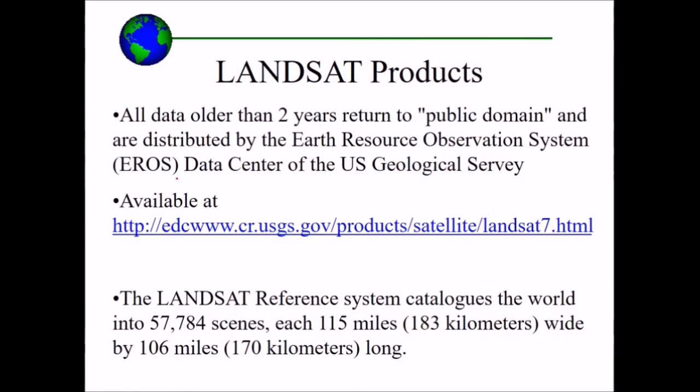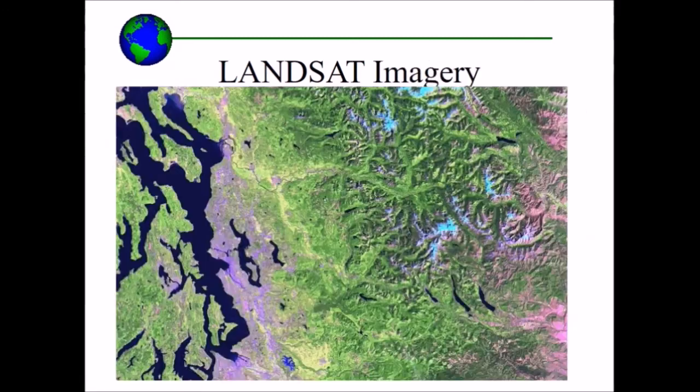Landsat products, all data older than 2 years return to public domain and all are distributed by the EROS data center of USGS. This is available at this location. And the Landsat reference system catalogs the world into 57,784 scenes, each 115 miles, that is roughly 183 kilometers wide, by 106 miles, 170 kilometers.